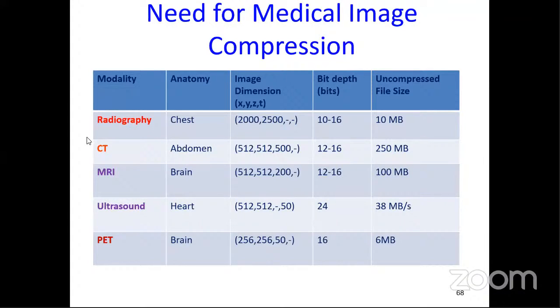If you take a radiography X-ray of a chest, it is occupying this much space. If it is an ultrasound, it is occupying this much. If it is a PET, then it is occupying this much space. What it means is, we want to store all this information with a reduced number of bits. This can be done by means of compression.